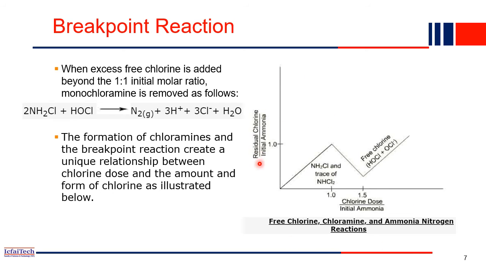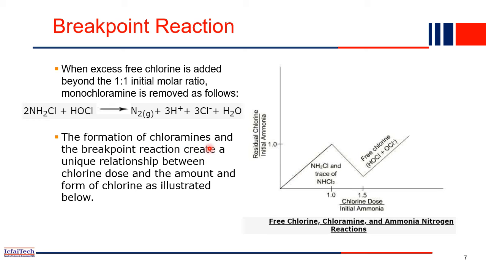On this axis you can see residual chlorine versus initial ammonium. So initially, how much ammonia is present in the water, and the residual chlorine. So this is the ratio, and here also the chlorine dosage, meaning how much chlorine we give into the water, and also the initial ammonia, how much is present. With this type of plot we get it, so at this point we finalize how much chlorine dosage is useful for the treatment.